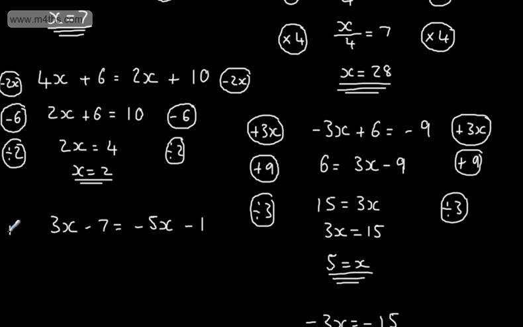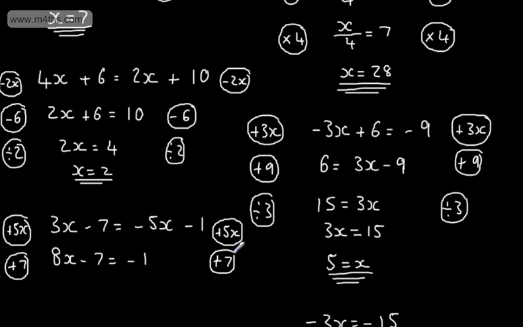What I'm going to do here is plus 5x to both sides of this equation. If I add 5x to this side, minus 5x plus 5x is going to give me 0. Adding 5x to this side, we have 8x minus the 7 is equal to minus 1. So at this stage, I've now simply got the x's on one side. I need to get the numbers on the other side. So I'm going to add 7 to both sides of the equation. If I add 7 to this side, minus 7 plus 7 will get rid of that.